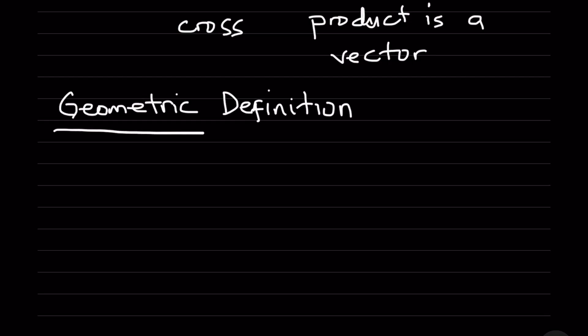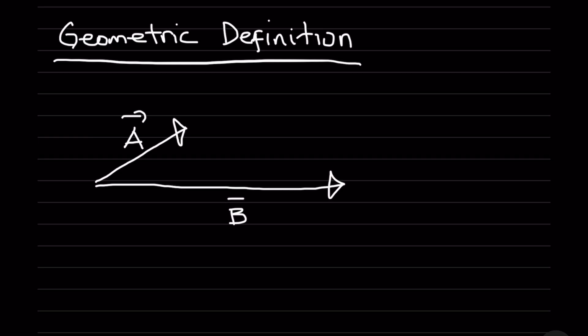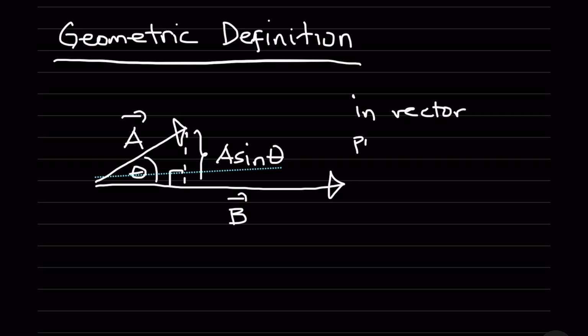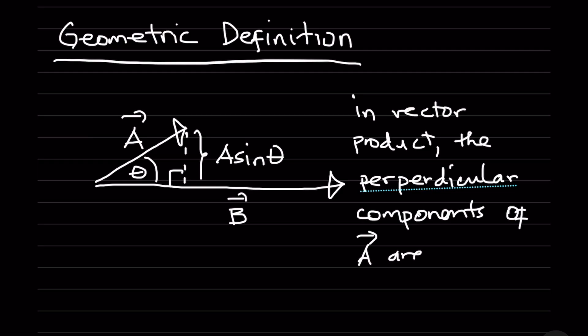Let us start with the geometric definition of the cross product, just like what we did for the case of the dot product. If we multiply two vectors, A and B, take note that vector A has a component that is perpendicular to vector B. Remember that for the case of the dot product, what we did is we multiplied the components of the vectors that are parallel to each other. For the case of the cross product, what we multiply are the components of the vectors that are perpendicular to each other.